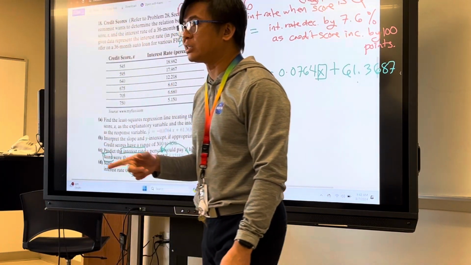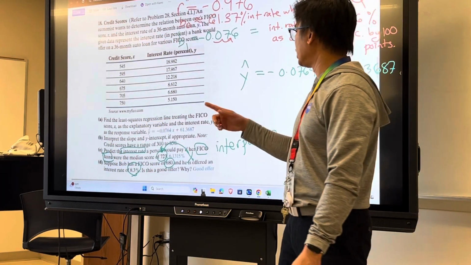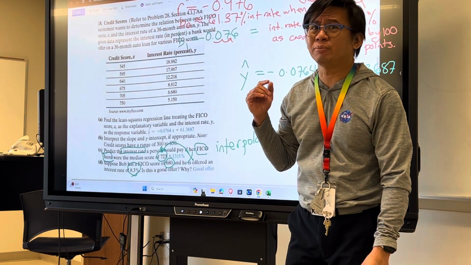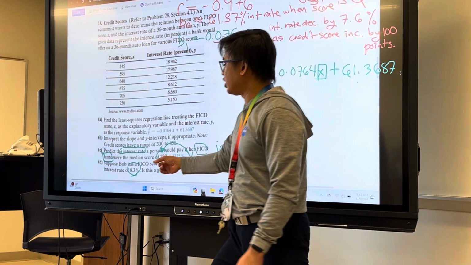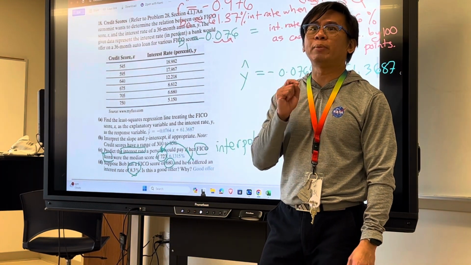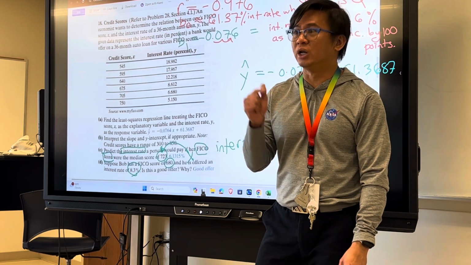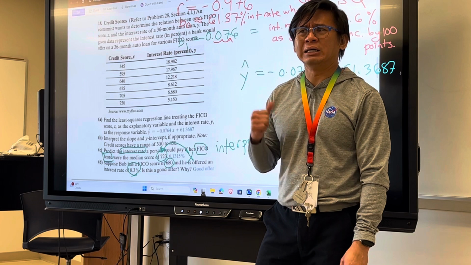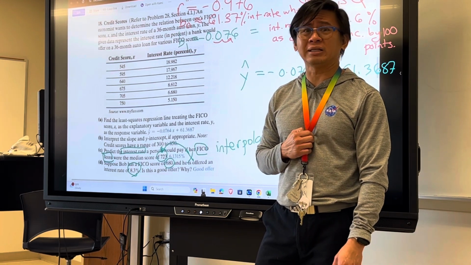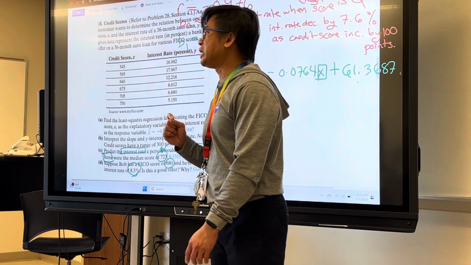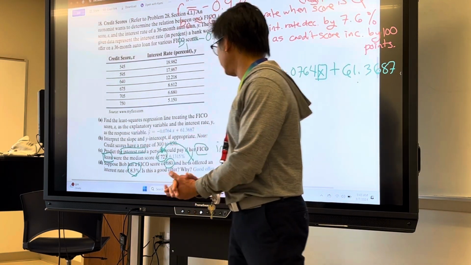Because honestly, with his credit score, he should have been offered something like 9.4. But this is 8.3%. So he got a better deal of 1.1% interest rate below what he should be offered. So should he take it? Well, I guess he should. That's a pretty good offer, a 1.1% interest rate better than what he should be offered.